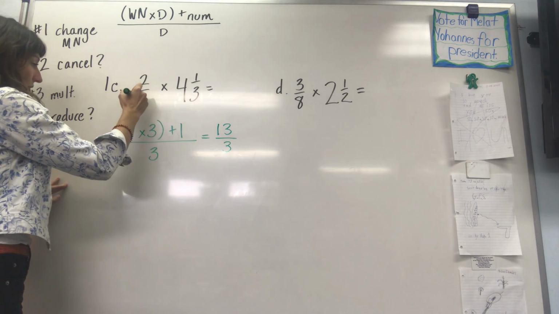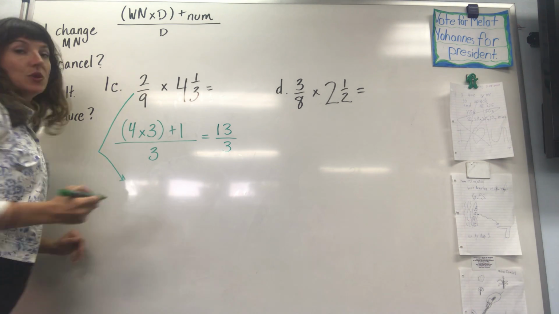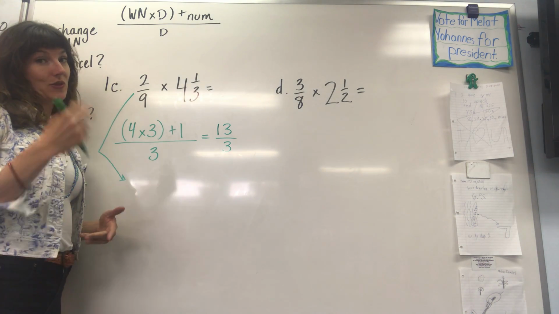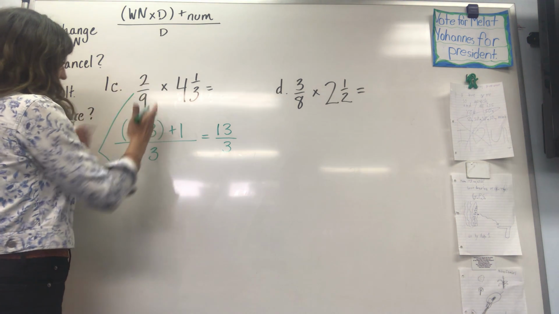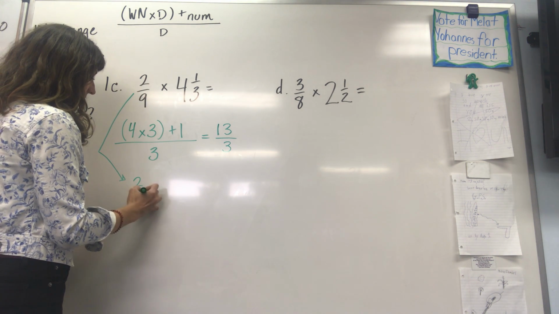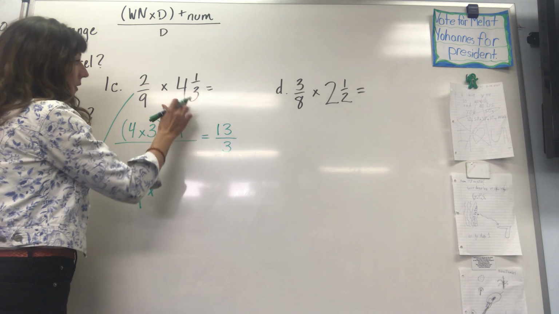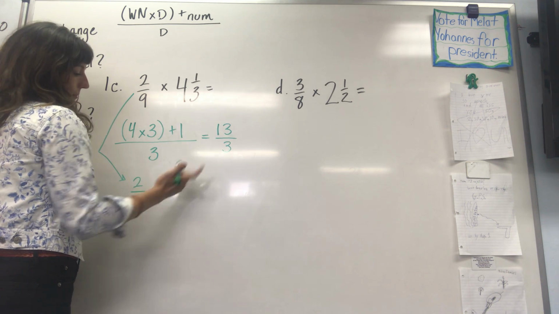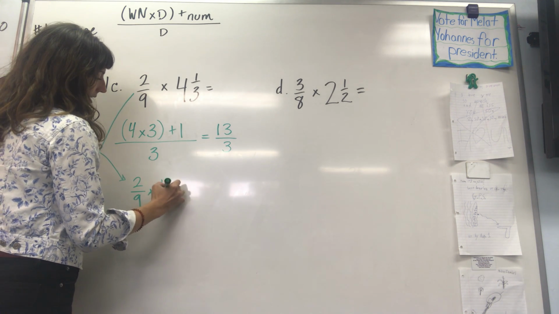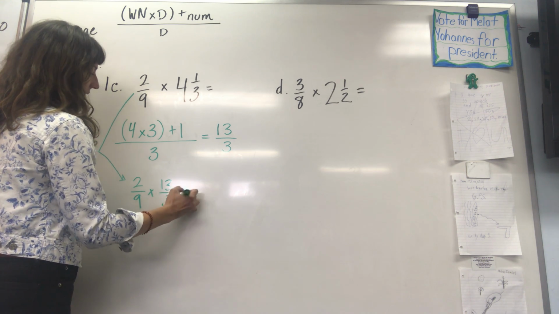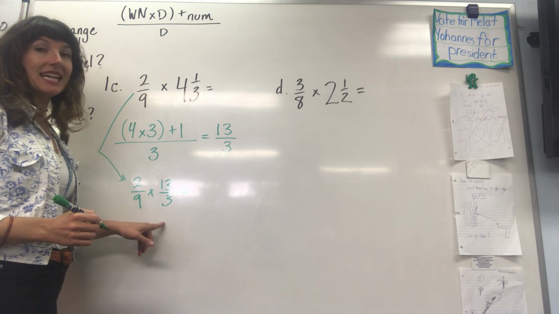Okay, and then I'm going to draw that arrow to where you're going to rewrite your equation using 2 fractions. The original first fraction, and now this mixed number as an improper fraction. Okay, 2/9 times 13/3.